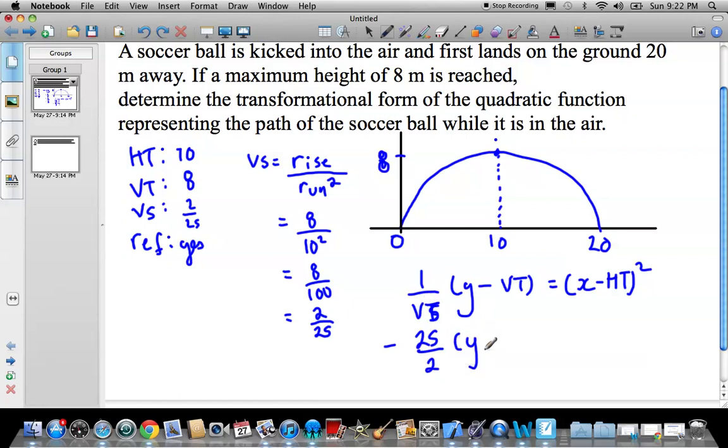So y minus VT, which is 8, equals x minus my HT, which is 10, squared. So we're good to go. That is it. The key is this formula. It saves us a lot of trouble. We don't have to rely on our algebra skills. Rise over run squared. It's a thing of beauty.